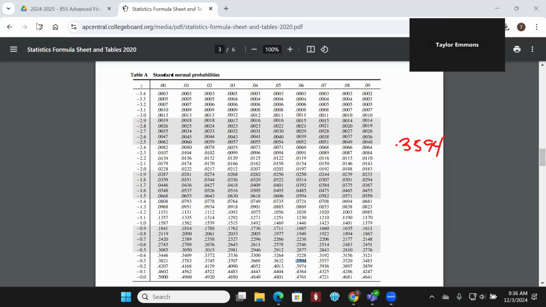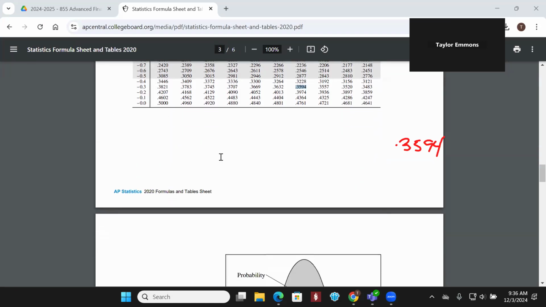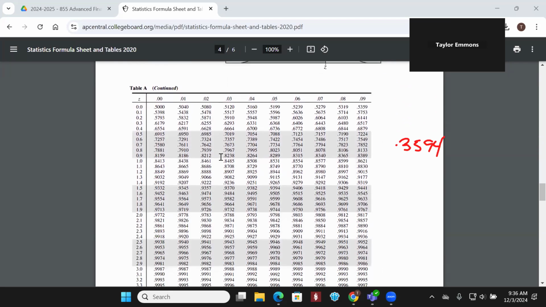Then, what was our other number? 1.45. So we're going to go to positive 1.45, and that's 0.9265. You're going to subtract those two because they're in between. That's what we're trying to find. 0.9265 minus 0.3594 gives me 0.5671.